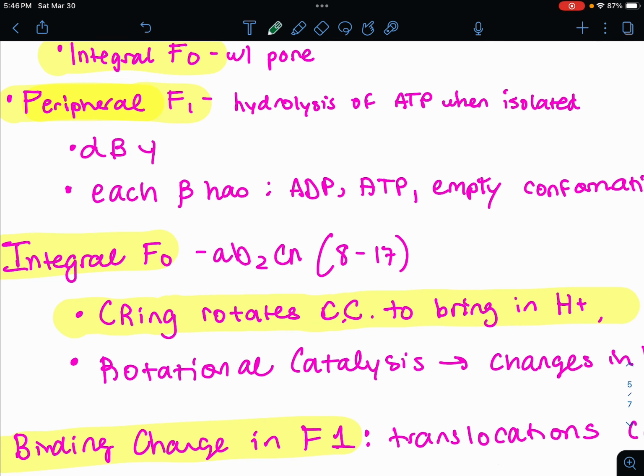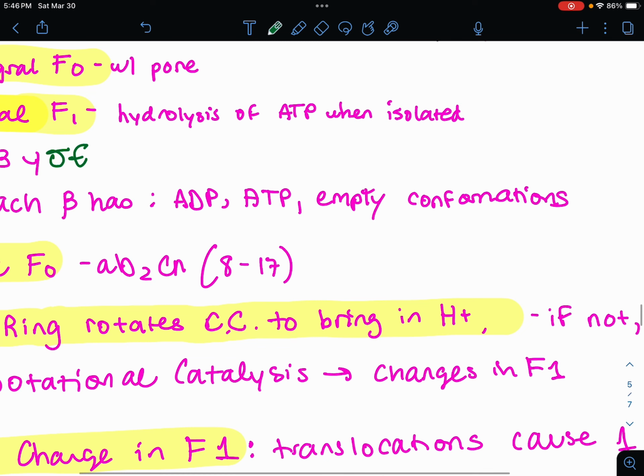Each beta subunit of ATP synthase can assume 3 different conformations. Mitochondrial F1 will have the alpha, beta, gamma, delta, and epsilon subunits. Each beta subunit has a different conformation. We have beta ADP, beta ATP, and beta empty as our 3 conformations.